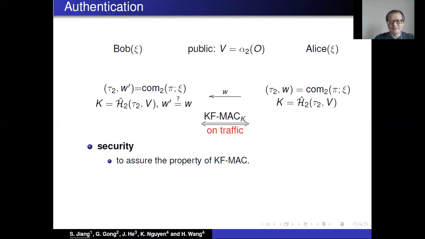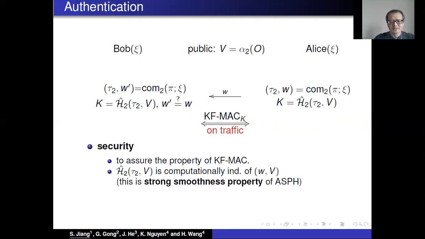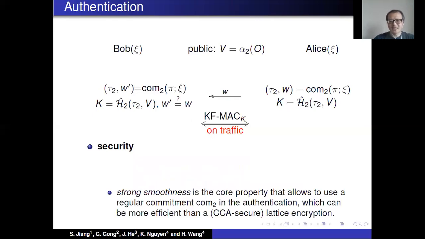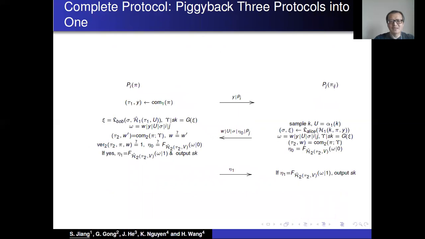The crucial part is that for this to be secure, we have to ensure the property of the KUF MAC. In this case, the secret key K has to be independent of W and V, because V and W are known to the attacker. This is called the strong smoothness property of ASPH. This is a crucial point that allows us to use the regular commitment for this commitment too. This can also be much more efficient than the previous authentication that's based on CCA secure lattice encryption. So this is a complete protocol that packs the three protocols into one.